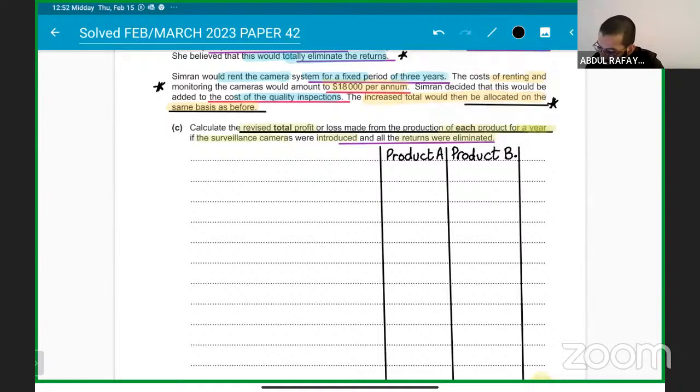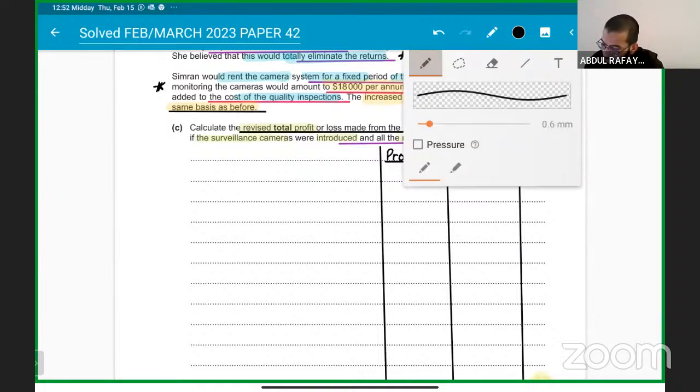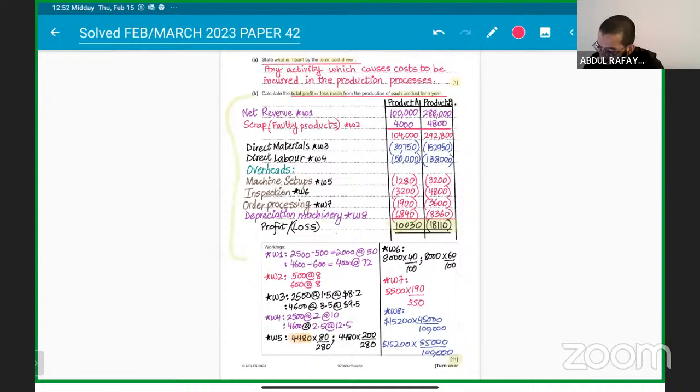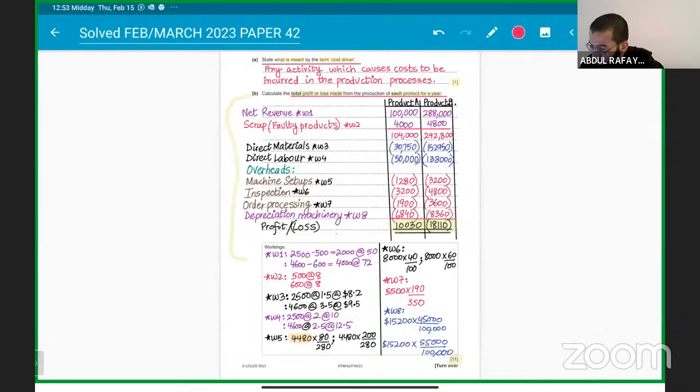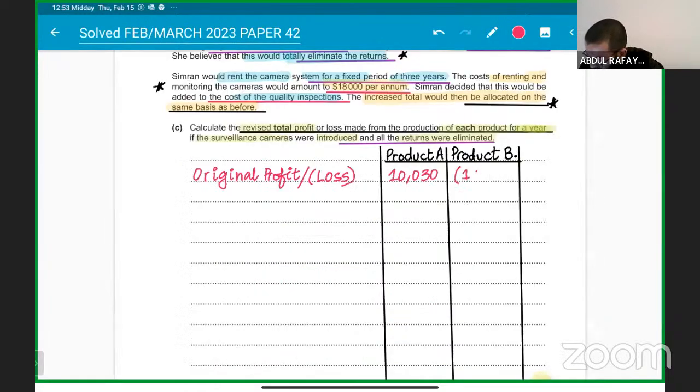What we need to understand is that we will start from the profit that we got. The original profit or loss from the previous part was 10,030 for product A and 18,110 for product B. These are the original losses for these products.